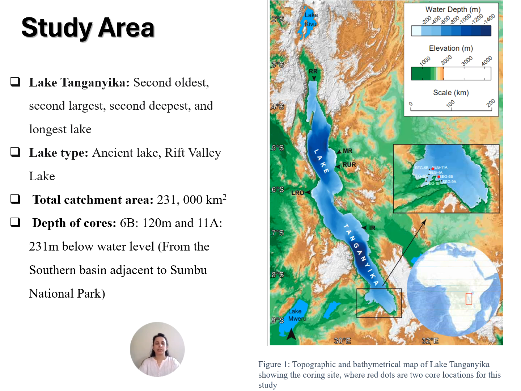I have already introduced that the study area is Lake Tanganyika. It is the second oldest, second largest, second deepest and the longest lake in the world. It is an ancient type of lake made by tectonic activities with a total catchment area of 231,000 km square, and in 2023 several cores were drilled out from the southern basin of the lake near the Sumbu wildlife area. For this particular presentation I have only included core 6b, the near shore core, and core 11a, the offshore core, because I still need to analyze the diatom samples from the other cores.